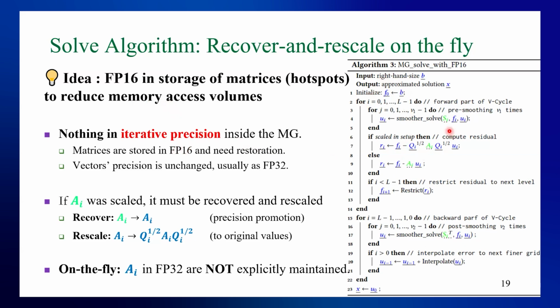The matrices are stored in FP16, labeled in green here. They are FP16 and they need to be restored before involving in SPMV or SPTRSV. On the fly means that the operation does not explicitly maintain the FP32 data AI. Instead, the data of FP16 is retrieved, promoted to FP32, used to calculate, and then discarded.